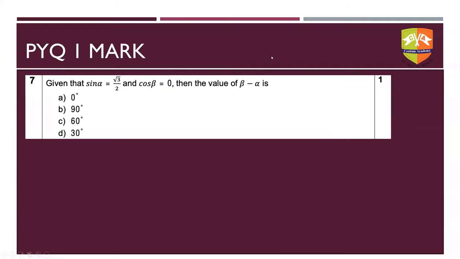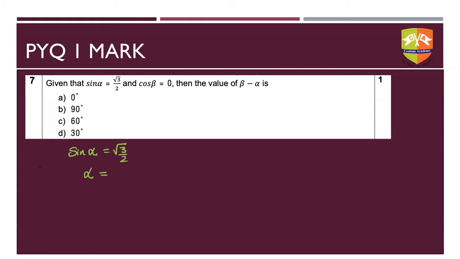Given that sine alpha, again I think this is of 1 mark. Given that sine alpha is root 3 by 2, these are all very, very simple ones. So you can predict them. I told you right in the beginning of the session, you can predict your board question paper. So question number 6 will be a trigonometry question, or 7 will be trigonometry, like that. So how will I write it? If it is a 1 marker, sine alpha is root 3 by 2.